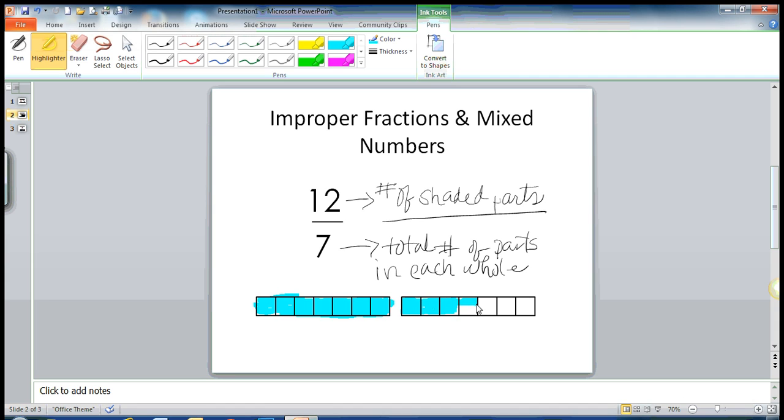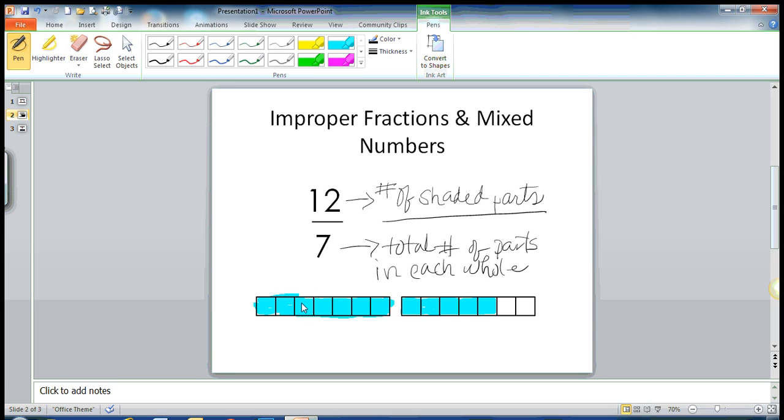So I'm going to shade in 5 more. There's 3, 4, and 5. So I have 7 shaded here plus 5 more gives me my 12. I have 12 shaded parts, and each model has 7 total parts. Now I've represented my 12/7. And the cool thing about improper fractions is that they can be converted or written as mixed numbers, where you can see how many whole models have been shaded and then the extra parts that are shaded in another model.